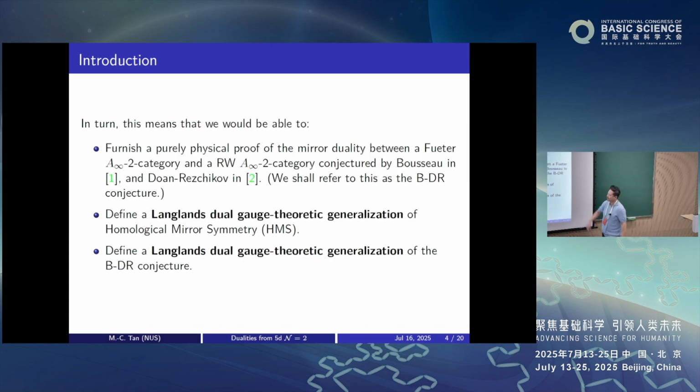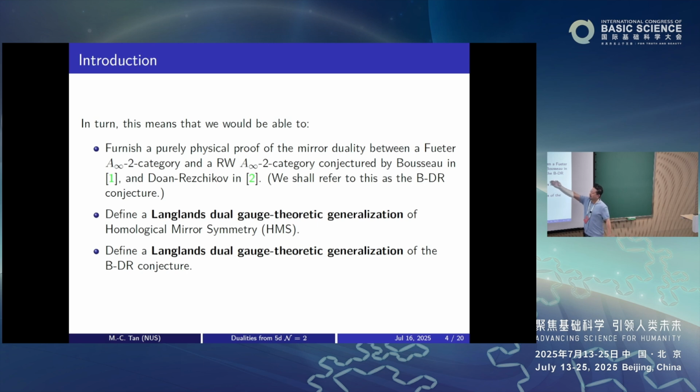So that's how we get a Langlands dual gauge theoretic generalization of homological mirror symmetry. Okay, that's what we mean by that. And then the BDR conjecture. So this conjecture here is about two categories.